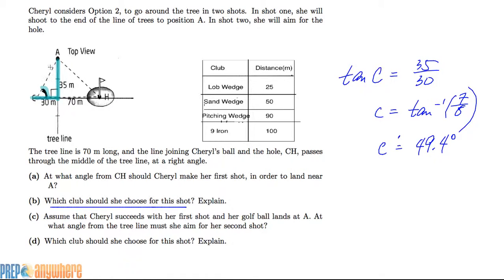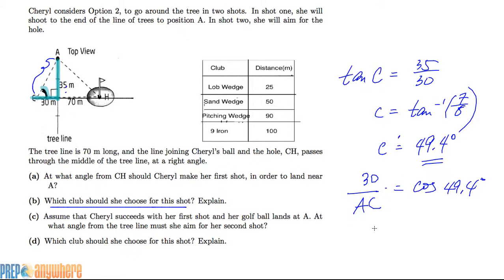That depends on this length right here, right? AC. Now this is what I'm going to use. AC over 30 is the ratio of cosine. Okay, but you could also have done this with sine too. Then it would be 35 over AC. Oh, sorry, I did this backwards. 30 over AC is equal to cosine of the one we just found, 49.4.